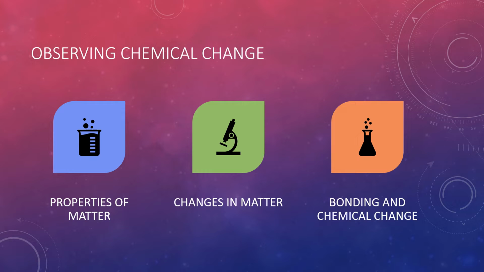Changes in matter can be described in terms of physical changes and chemical changes. A physical change is any change that alters the form or appearance of the substance but does not change it into another substance. A change in matter that produces one or more new substances is a chemical change or a chemical reaction. In a chemical change, the atoms rearrange to form new substances.